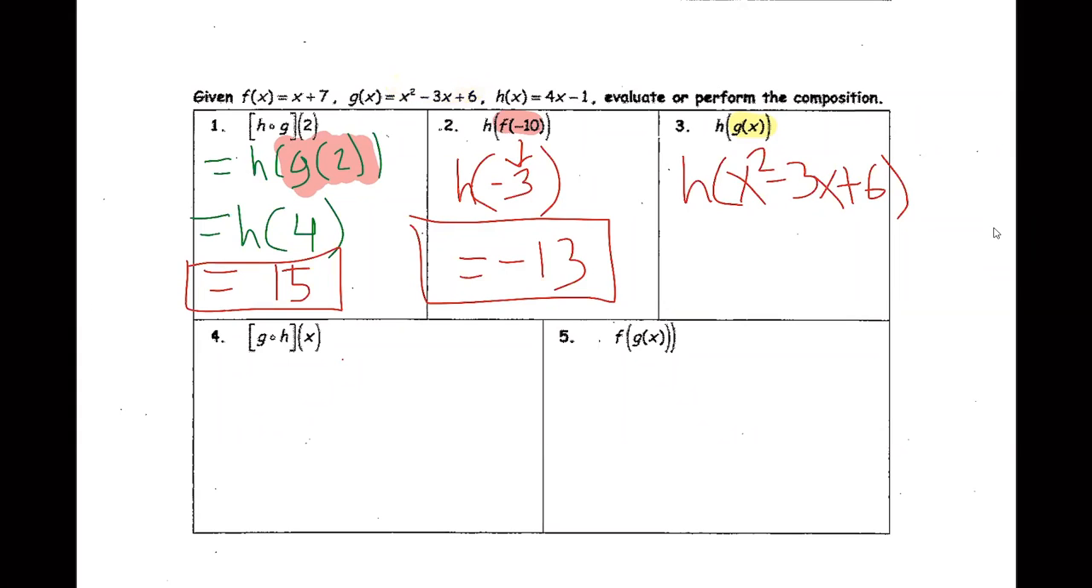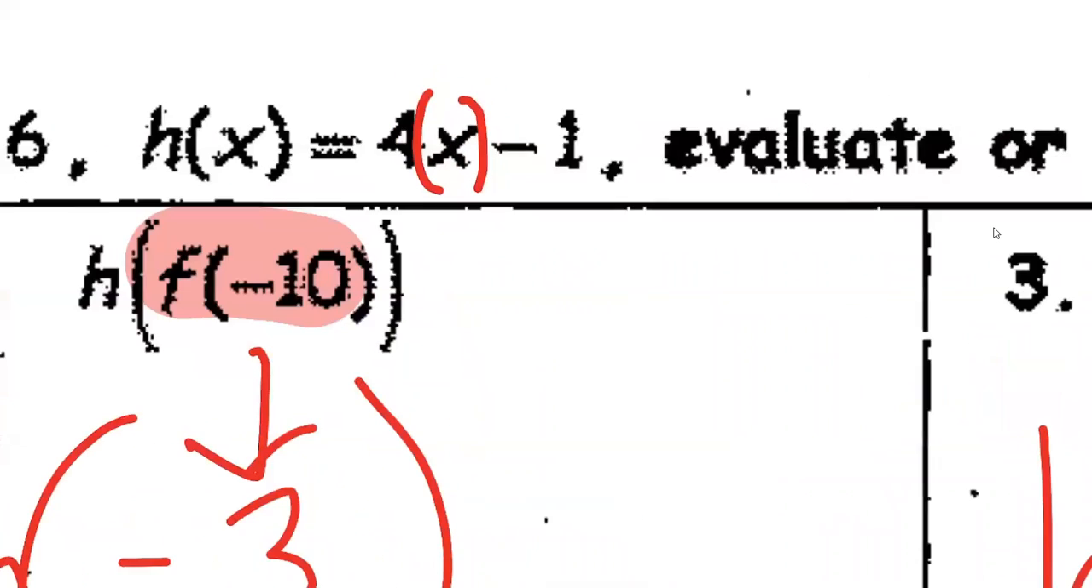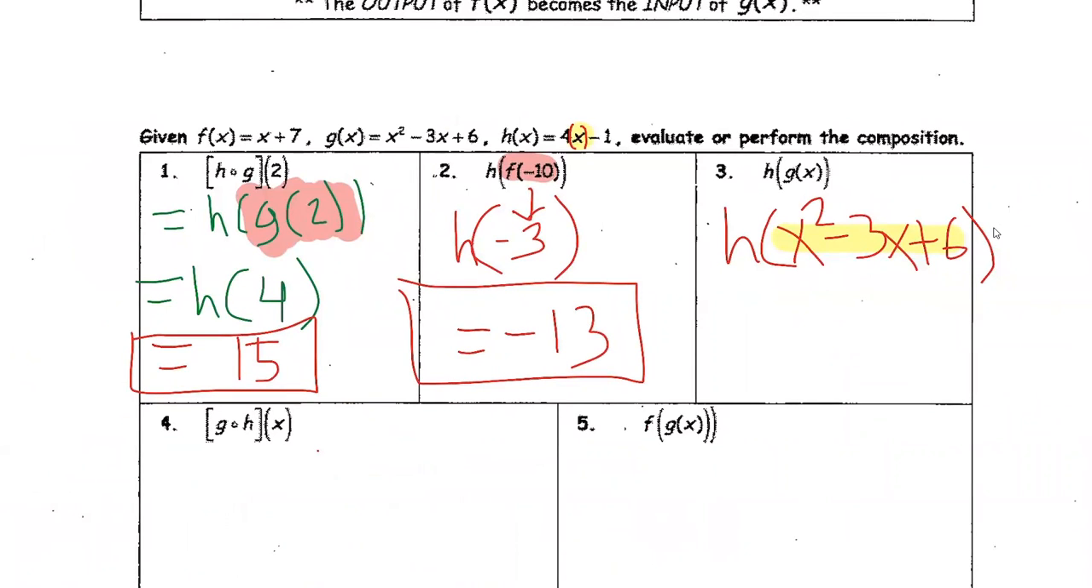So what we need to do, I'm going to plug x squared minus 3x plus 6 into my h function. So I'm going to look at my h function, which is here. And anywhere I see that x, I'm going to replace that x with this x squared minus 3x plus 6. So it takes the place of it. So I'm going to have 4 parentheses, and instead of that x, I'm going to put this x squared minus 3x plus 6 in place of it. And then don't forget this minus 1 is outside my parentheses. So this is my answer.